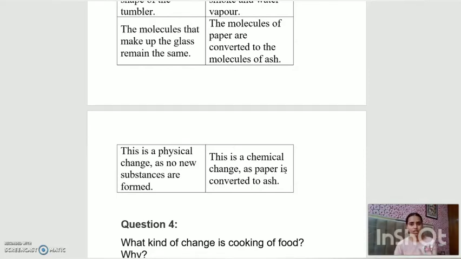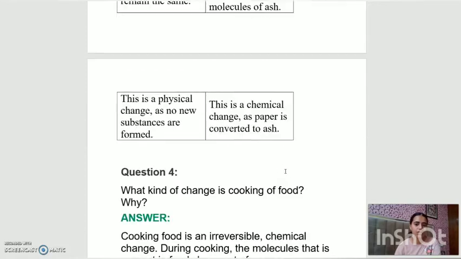No new substance is formed, so that is a physical change, such as the breaking of a glass tumbler. But where a new substance is formed, that is a chemical change. I hope everyone has understood, right?